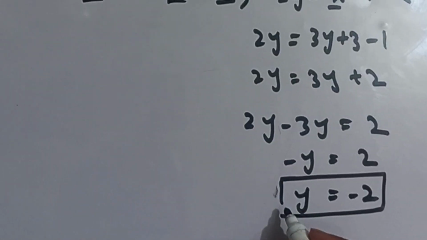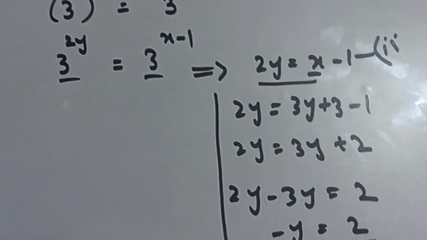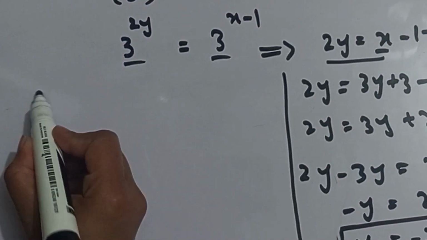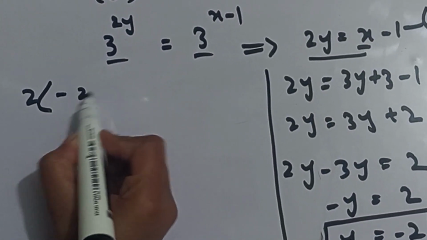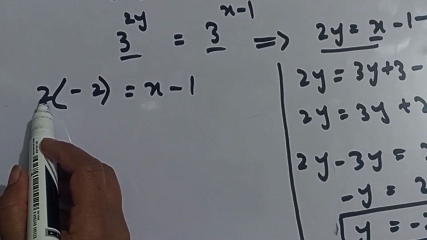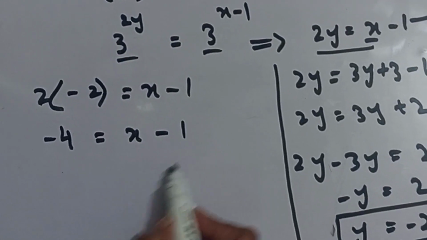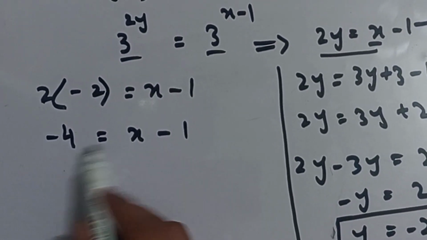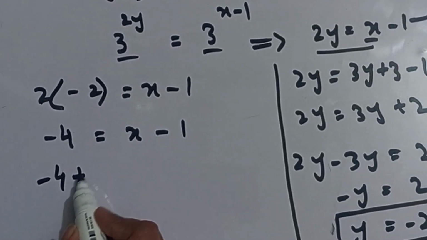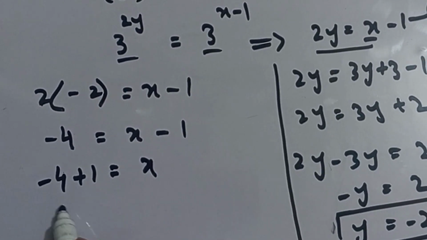Now we find the value of x. First, look at this second equation. Here we put the value of y, which is minus 2. So this is 2 times y, and y is minus 2, equal to x minus 1. So multiply this 2 by minus 2, we get minus 4 is equal to x minus 1. In the next step, we add 1 on both sides of this equation, then we get minus 4 plus 1 is equal to x, and minus 4 plus 1 is equal to minus 3.